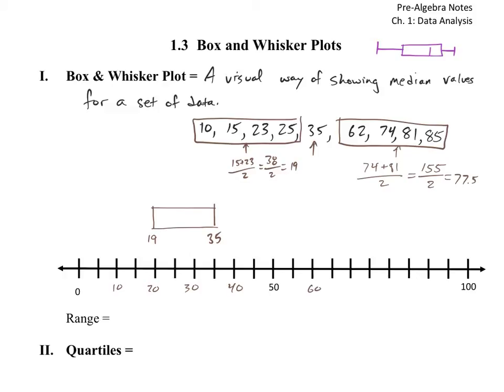So we have 60, 70, 80. So 77.5, right between 75 and 81. And 77.5. Our data is really spread out there. We got a long box there. Now last, we put in our maximum and our minimum. So we're down at 10 for our minimum, our smallest number, and 85 for our largest number.